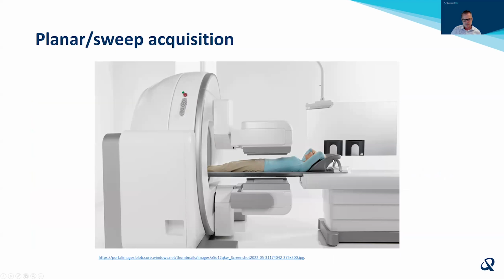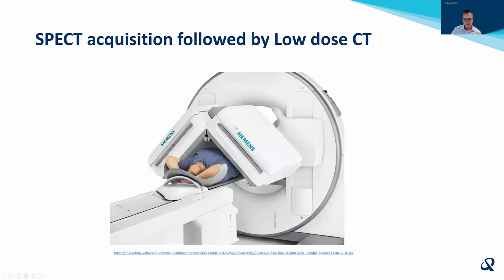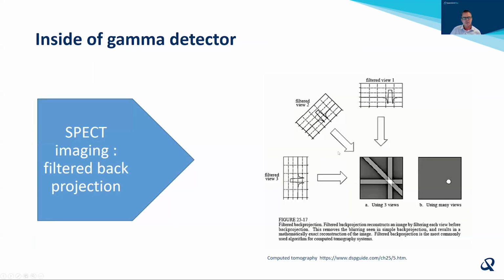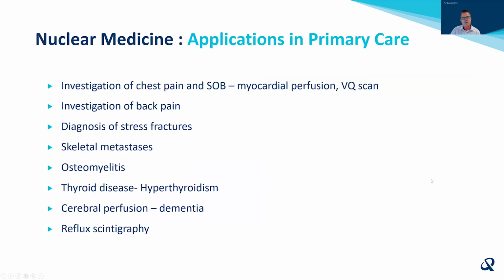This is just the planar sweep acquisition with the detectors there. And then this will be the position of the cameras for the SPECT as it rotates around the patient's target organs. This is just the basics of how SPECT works. SPECT is based on filtered back projection with the detectors moving around the patient, and gradually a point source is produced.